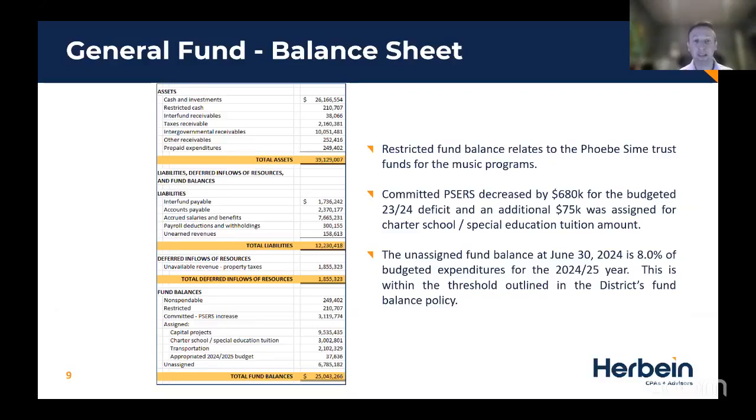So that brought the unassigned fund balance to $6,785,000, which is 8% of the budgeted expenditures for the subsequent 24-25 year. That is within the thresholds outlined in the district's fund balance policy, and the 8% is the maximum allowable unassigned.